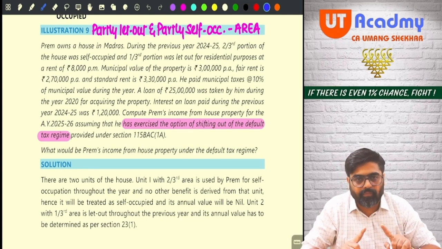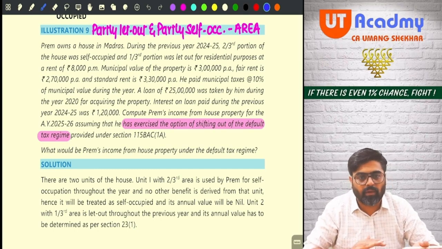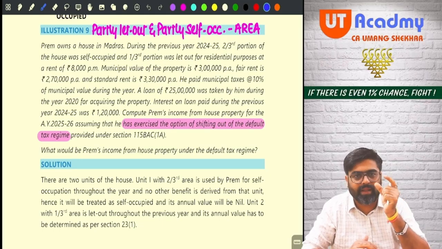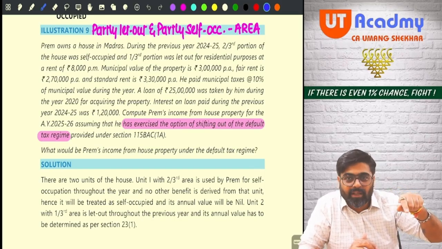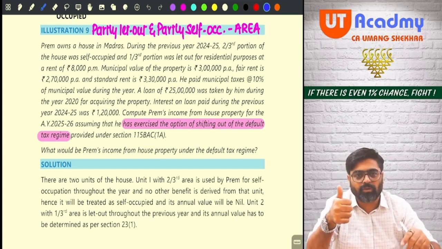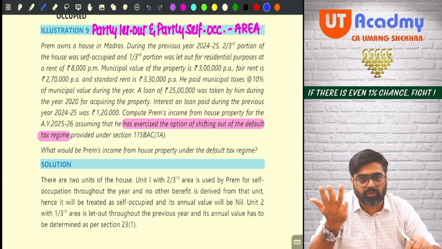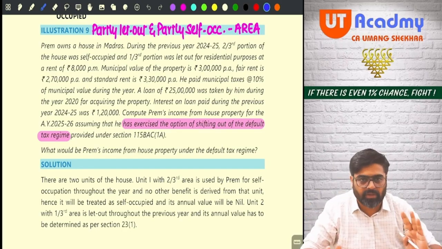Done? So to do that, whatever amounts are given for this property, we are supposed to bifurcate those amounts. We are supposed to divide those amounts into your let out portion and self-occupied portion. And this division will happen on the basis of a ratio. And that ratio is the ratio of area. How much area is occupied by the let out portion? How much area is occupied by the self-occupied portion? Based on that ratio, these amounts, municipal value, fair rent, standard rent, municipal tax will be divided into let out portion and self-occupied portion. Yes or no?